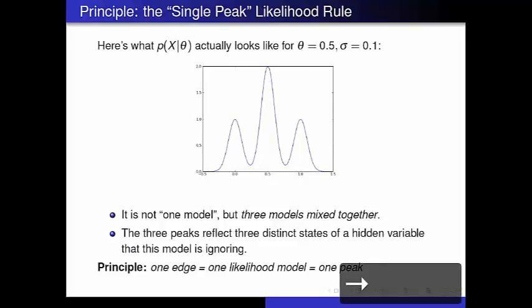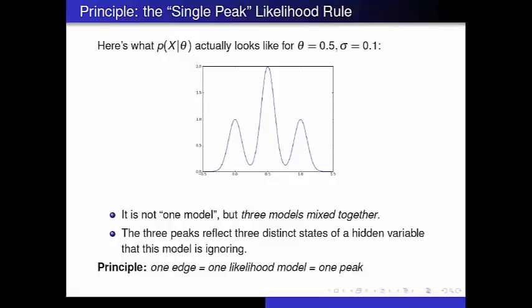Well, here's my answer, why not? The basic idea is each edge should be a likelihood model. One model. Or maybe a simpler, more concrete way of saying that, one peak. This is what probability of x given theta looks like. And here I just stuffed in some representative numbers like theta equal 0.5 and a standard deviation from my normal distribution of 4.1.